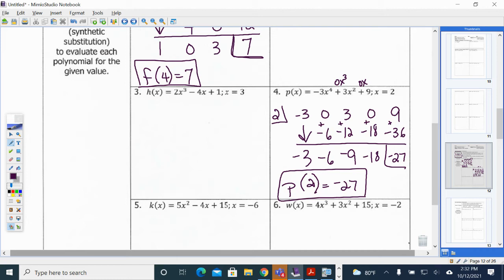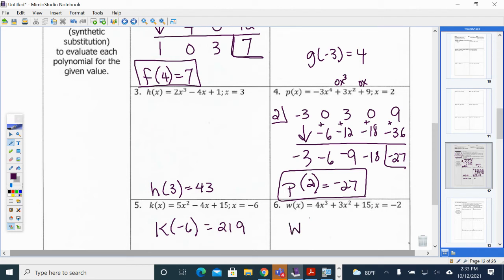All of these are going to be the exact same on this page. If you want to do some practicing, I can tell you that on number 2, g of negative 3 is equal to 4. On number 3, h of 3 is equal to 43. Number 5, k of negative 6 is equal to 219. And on number 6, w, where x is equal to negative 2, you should get negative 5. So those are some of the answers if you want to practice some more of those.